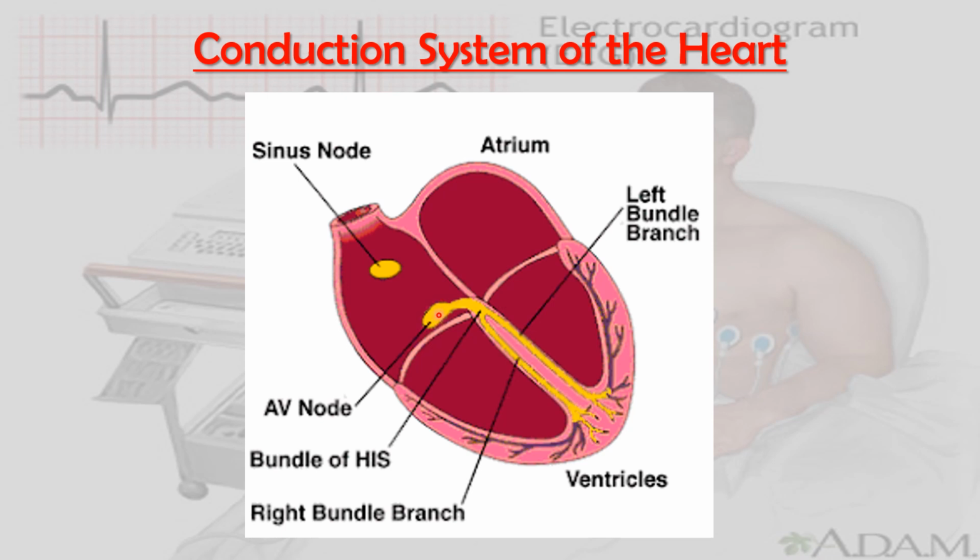So after this pause, the impulse will go quickly in the left and right bundles to finish the depolarization of the ventricles. And of course, each part which is depolarized will be repolarized again.